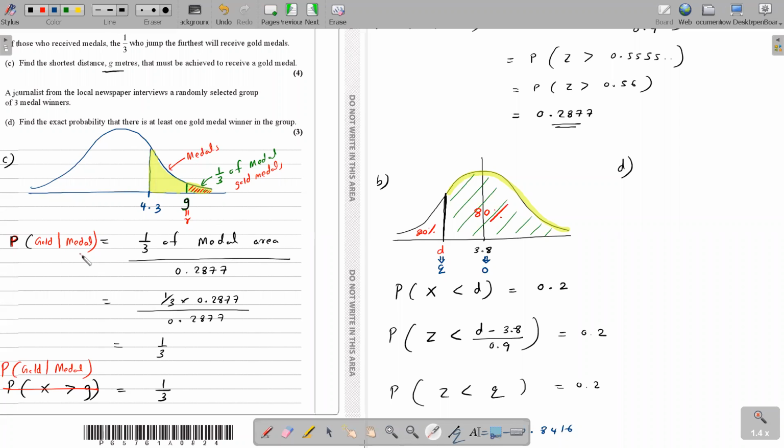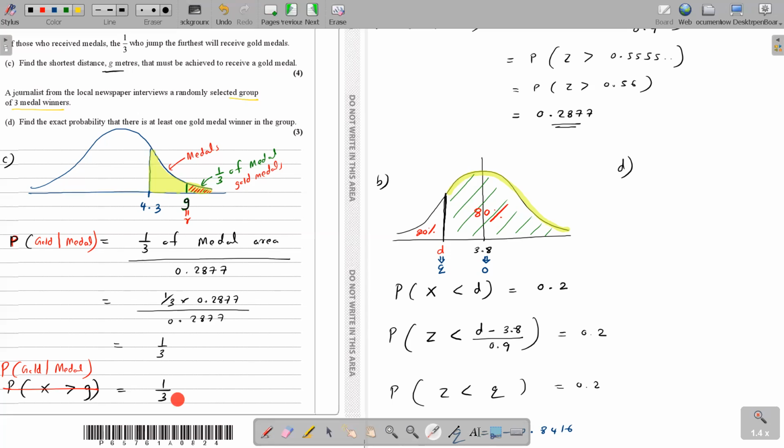The conditional probability of winning a gold from the medal category is how much? 1/3, right? So this is the probability from this group, not from the whole section. Because here also they ask us to get it from the group of the medal winners, not from the whole group. So the conditional probability of getting a gold medal from the medal category is 1/3. Do you agree? Okay, so I want the conditional probability here. I don't want the full thing. So this is conditional probability. The conditional probability of winning a gold medal out of the medal winner category is 1/3.